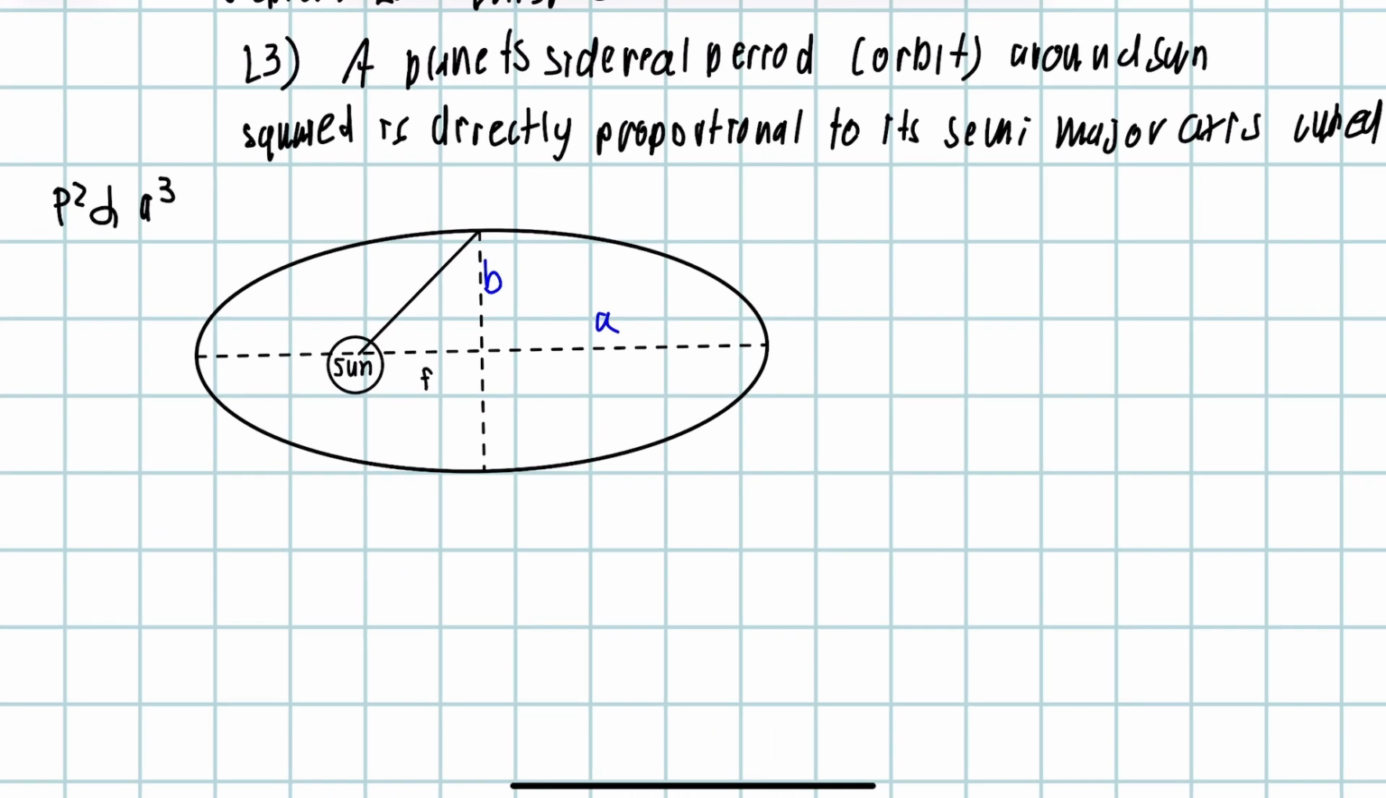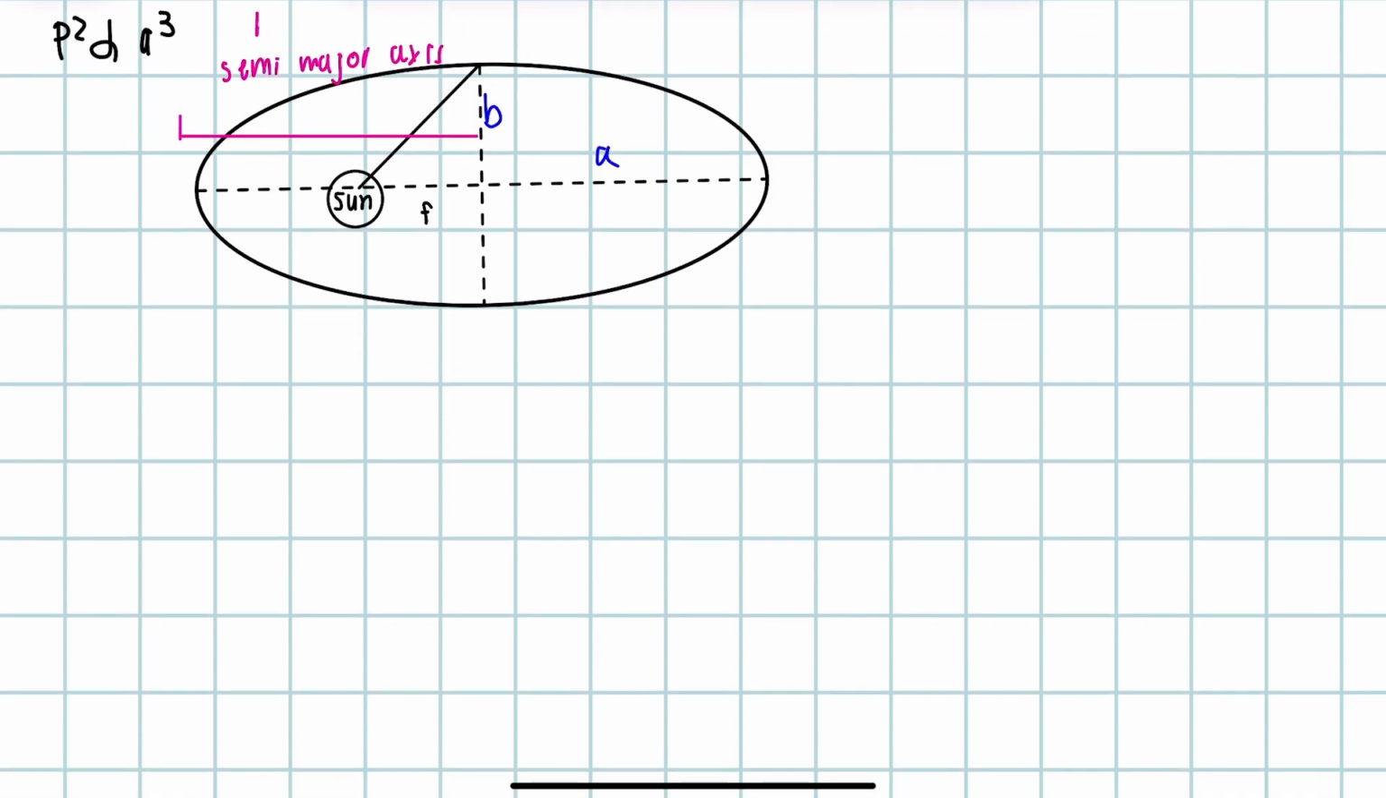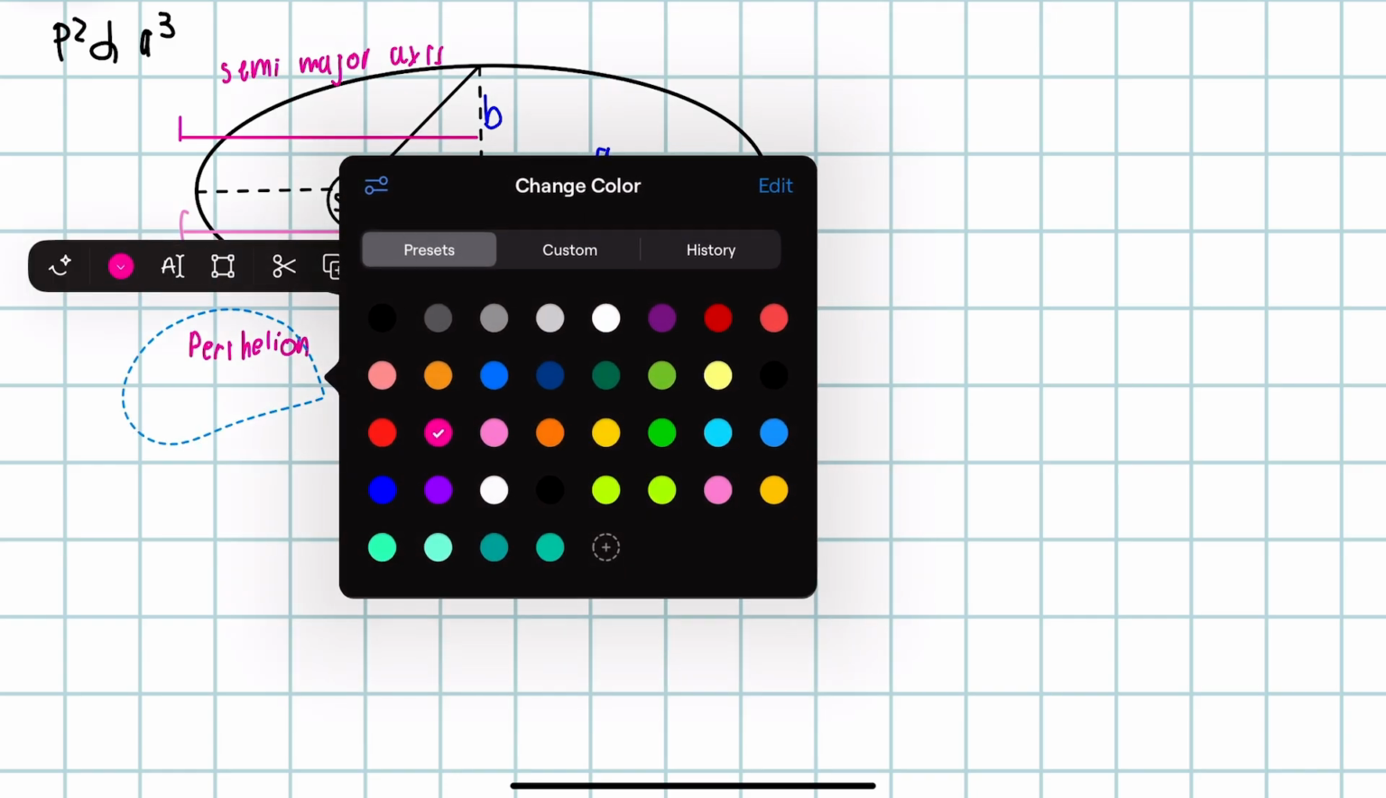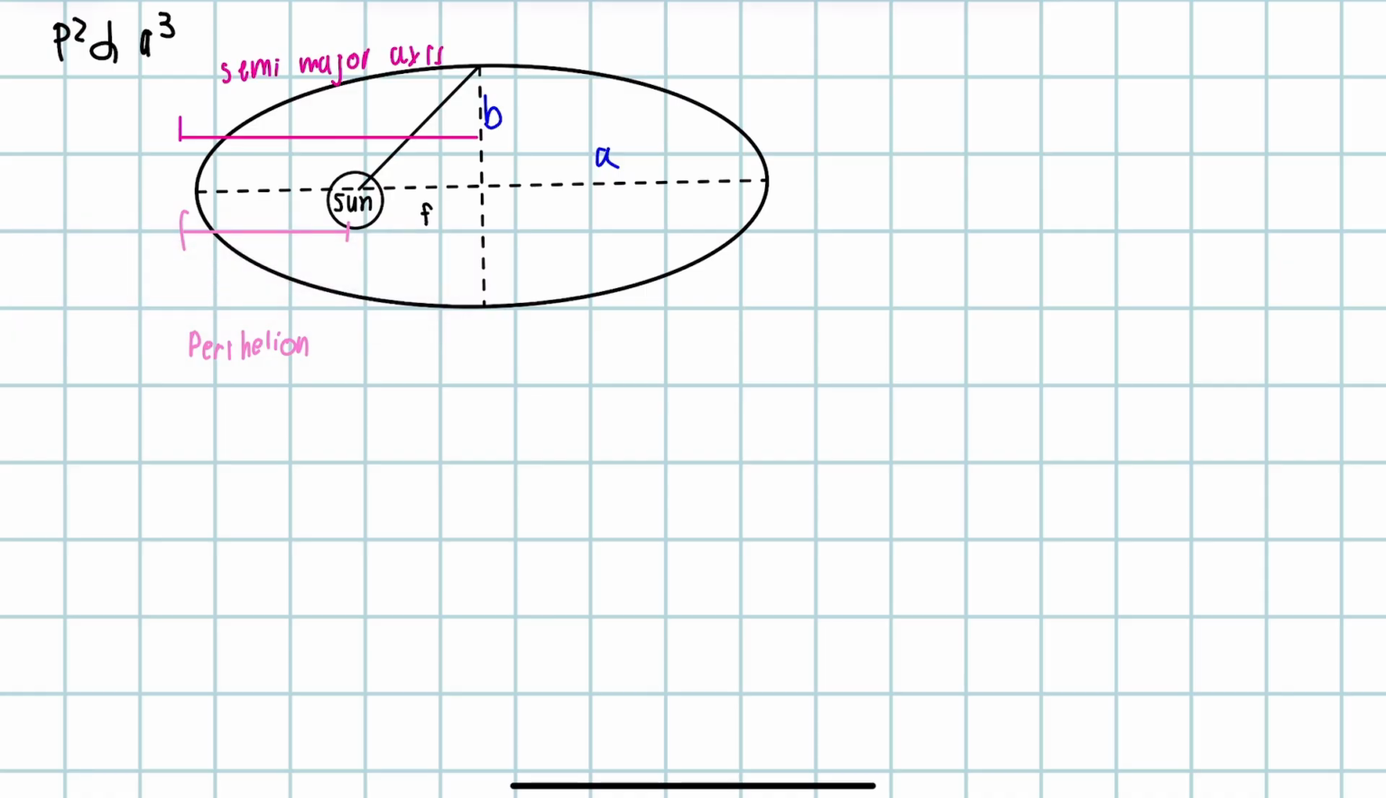And then we can label this as the semi-major axis. It's just semi because it's half of it. And this is also known as the perihelion. Well, that's not the perihelion. This is the distance from the sun right here. So this is actually the perihelion right here. This is a better representation. And then this is going to be called the aphelion.